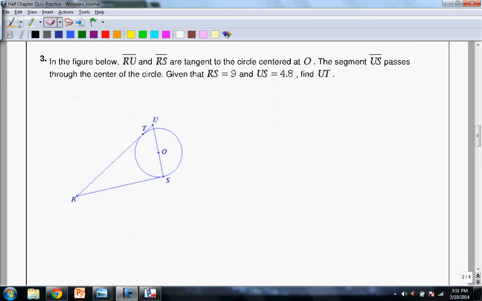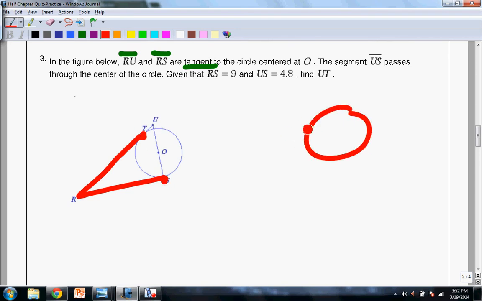Number 3, it says that RU and RS are tangent to the circle. Very important. RU and RS are tangent to the circle. That means you can do this. RU and RS touch the circle. I'd like you to trace RS and trace RT.